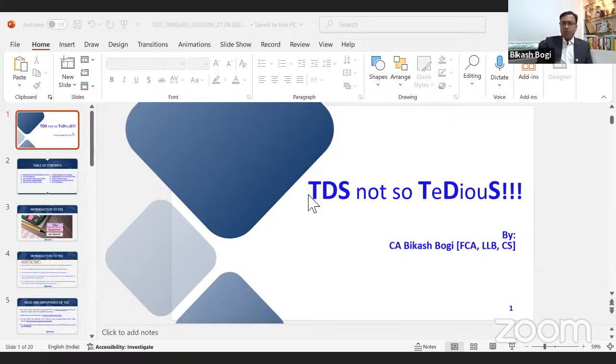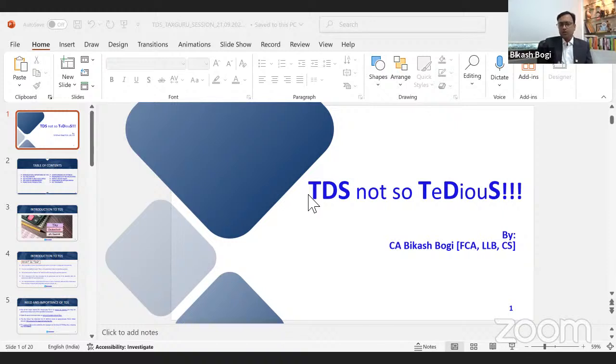So TDS broadly covers the majority of the tax revenue of the government. If I take the figures of FY 23-24, out of 4.6 trillion of tax collected, estimated figures, approximately 50% of the tax collected is through TDS only.